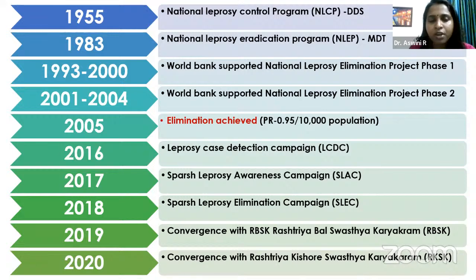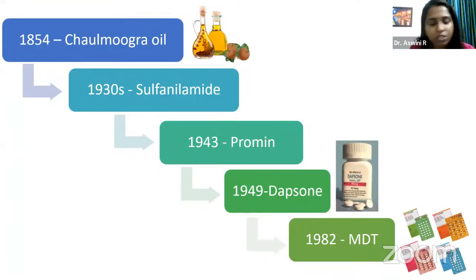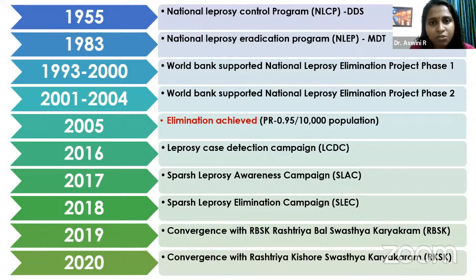So in 1955, I said Dapsone was introduced in 1949. So in 1955, the National Leprosy Control Program was launched with Dapsone monotherapy as the cornerstone. But soon came Dapsone resistance, and multi-drug therapy was introduced in 1982. So we launched the National Leprosy Eradication Program with multi-drug therapy as the cornerstone. And this NLEP program happened in 2 phases with support from the World Bank. Phase 1 happened from 93 to 2000, and phase 2 from 2001 to 2004.